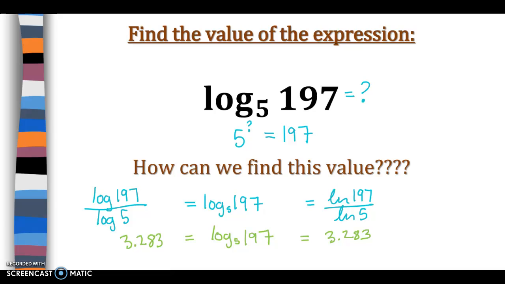Now to check this, I'm going to do a little check here. What was our goal? We wanted to find out what 5 raised to what power was equal to 197. So if you were to plug in 5 to the 3.283, we would expect to get 197, which we do. Okay, so the change of base formula works. Now let's do some examples.